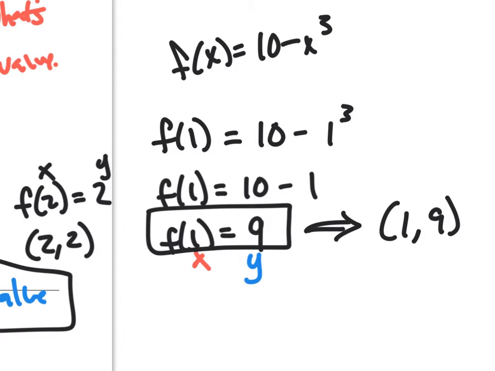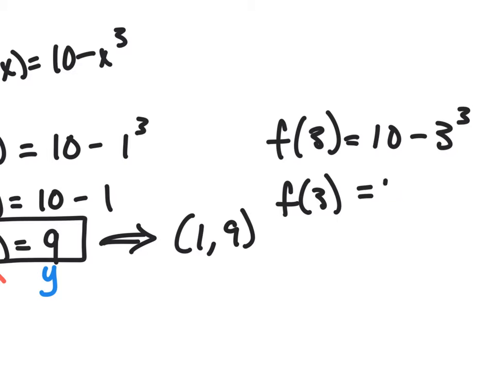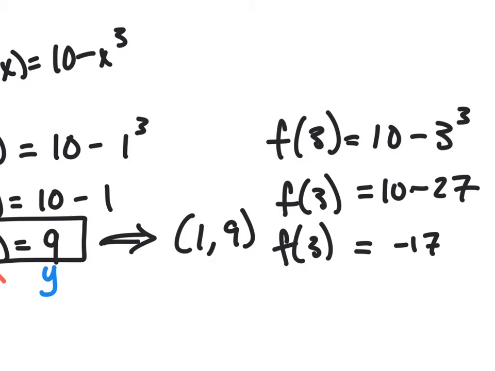Let's use a bigger number instead of 1, like 3. f of 3 is 10 minus 3 cubed. So f of 3 is 10 minus 27, which gives us negative 17. So f of 3 is equal to negative 17. When x is 3, y is negative 17. So it'd be (3, negative 17) as your point. That's it.